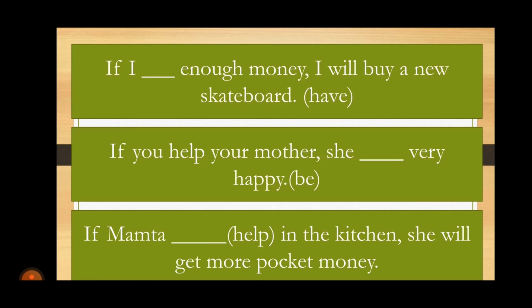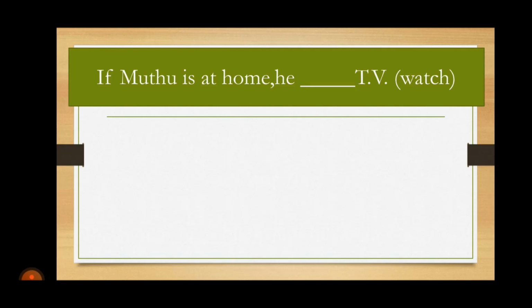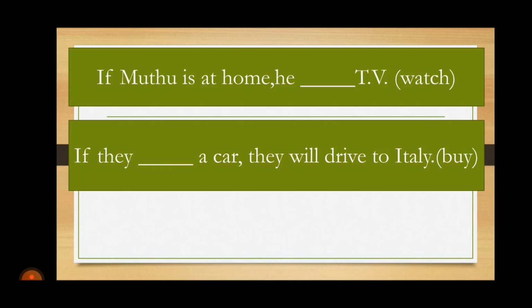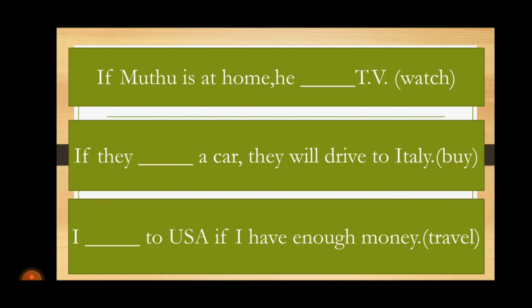Okay. If Mamta helps in the kitchen, she will get pocket money. Okay. And if Muthu is at home, he will watch TV. If they have a car, they will drive to Italy. Okay. In the next way, the second part, they are using if. First one, I travel to USA if I have enough money.